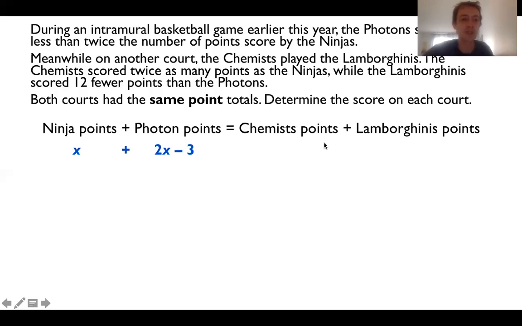Let's look for the Chemists here. It says the Chemists played the Lamborghinis. The Chemists scored twice as many points as the Ninjas. So if the Ninjas have X, the Chemists must have 2X. Then finally, how many points do the Lamborghinis have? The Lamborghinis scored 12 fewer points than the Photons. So I'm going to take what we got and put it over here, minus 12, because they got 12 fewer points than we did.